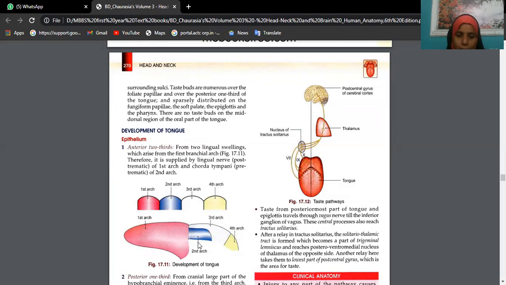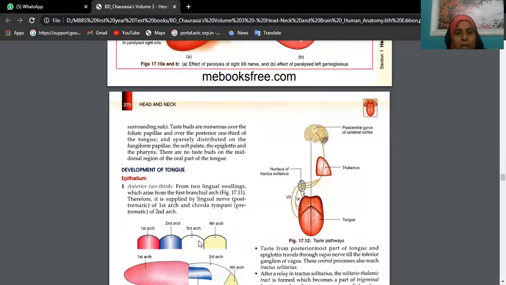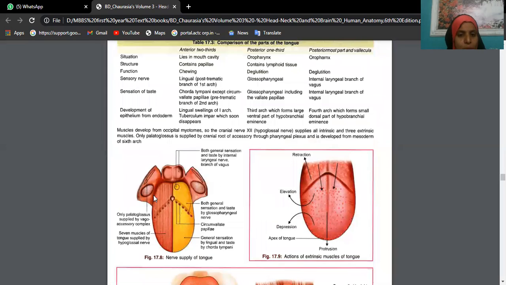Now coming to the nerve supply of the tongue, this picture is quite good. See, we know this is the sulcus terminalis. Behind the sulcus terminalis, the pharyngeal part of the tongue is supplied. General sensation and taste sensation come from the internal laryngeal nerve, which is a branch of the vagus. Then a part of it is also supplied by the glossopharyngeal nerve, which is also for general sensation and taste.